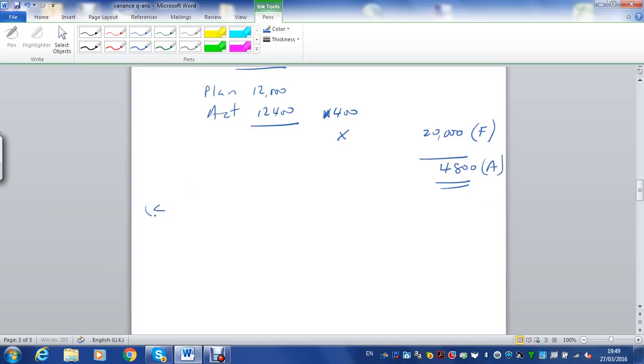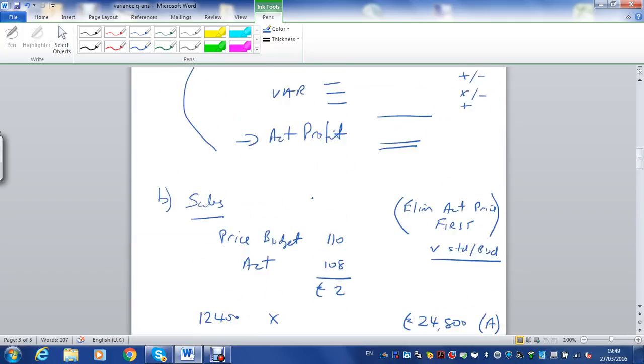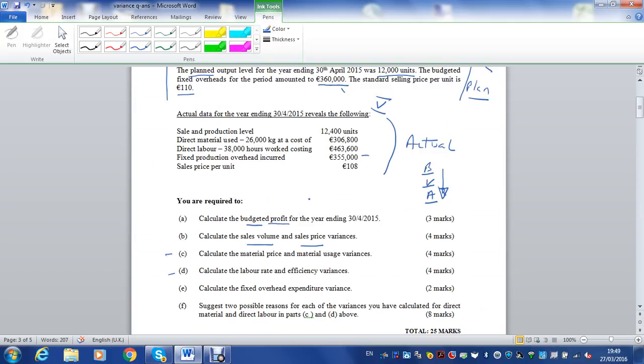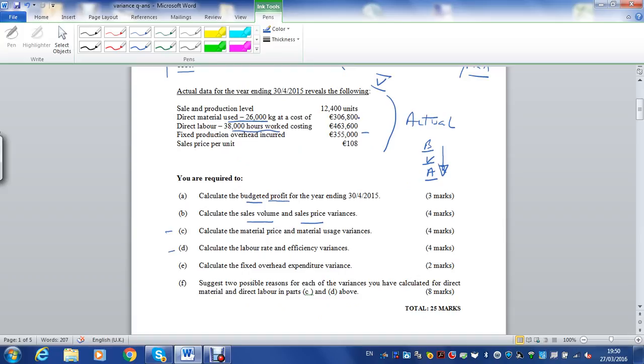Next one is C. And C was all about materials. Sorry for the writing there, it's very badly done. Materials. First one is price. So what do we do? We eliminate the price. Remember the rule? Here, now the key here is we look at what's used. And what drives these variances are these figures here. See what's used. And for the labor one, it's hours worked. Same thing as what's used. And it gives us the overall costs here, again on the actual.